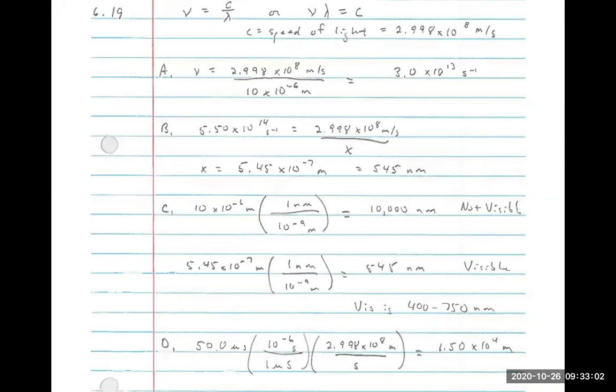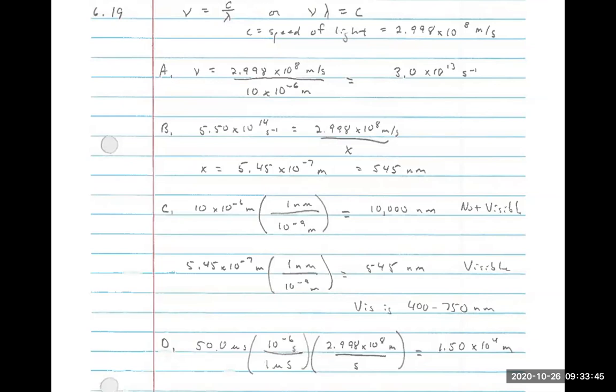Let's take a look at 6.19. So in 6.19, they're asking, what is the frequency of radiation that has a wavelength of 10 microns? And so hopefully you remember the formula, that frequency equals the speed of light, which is a constant. That's 2.998 times 10 to the 8th meters per second, divided by the wavelength. So in this case, we're trying to find the frequency.